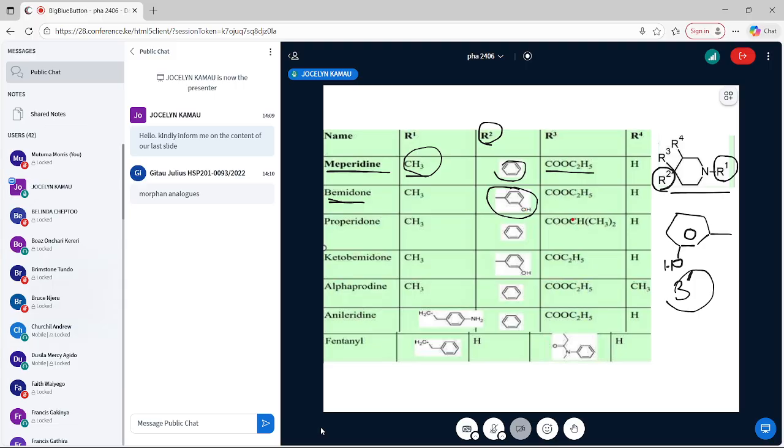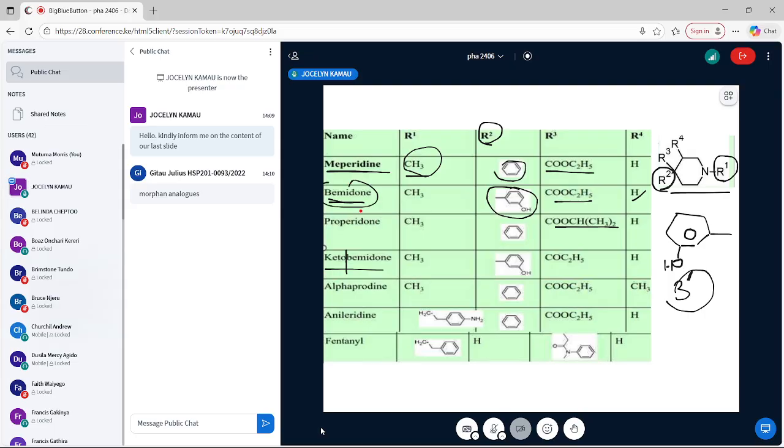You can still see we have an ester. At that position, R4 is still a hydrogen. Then we have properidone. Again, the only difference is the group that we have. Everything else is the same. I want us to note keto-bemidone. So you can see the bemidone. We've already talked about bemidone.